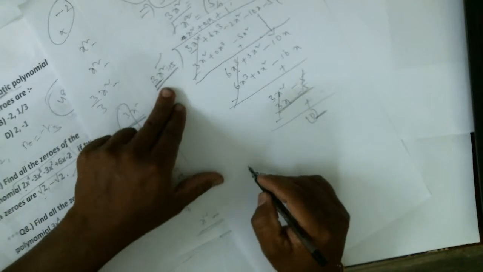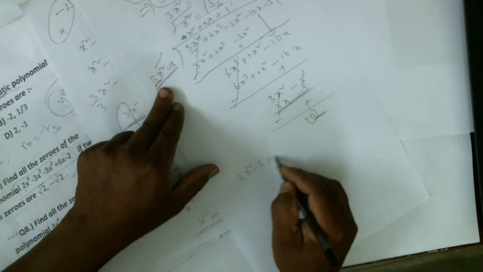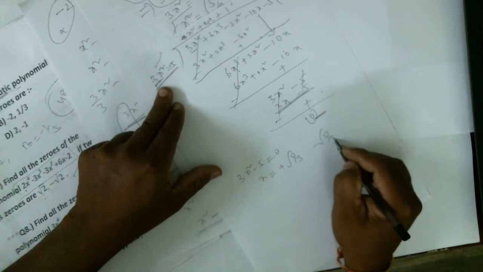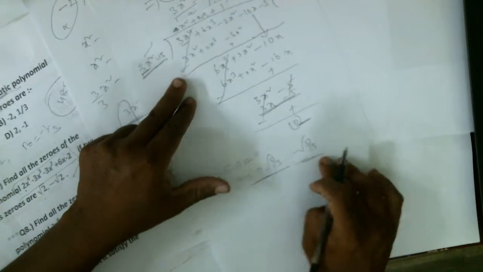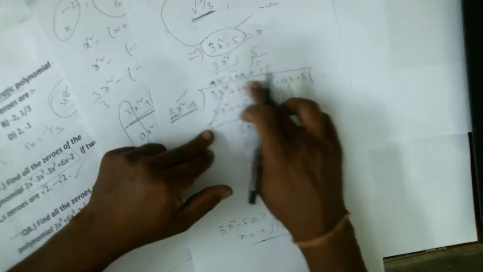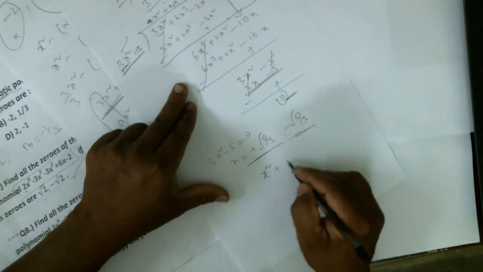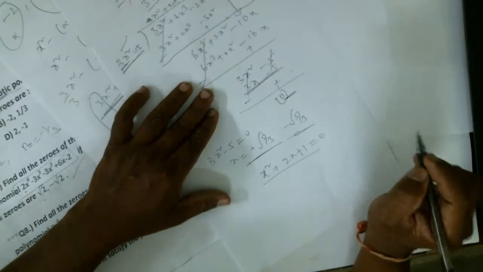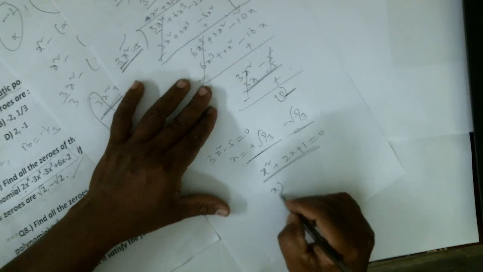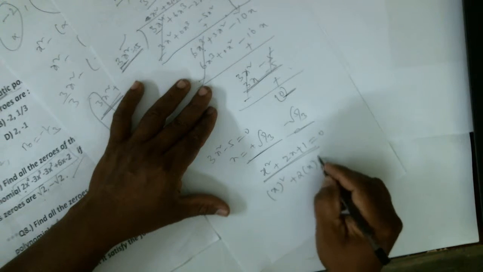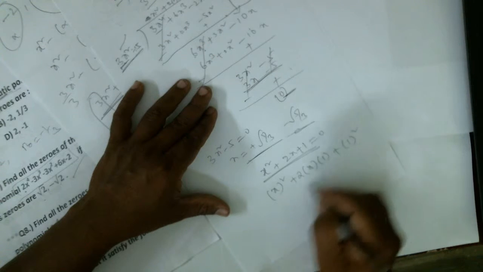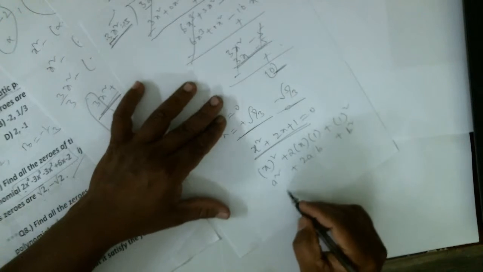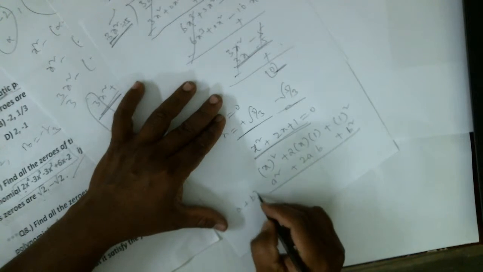Now 3x square minus 5 gives x equal to positive root 5 by 3 and negative root 5 by 3. Now these are two zeros of the polynomial. From the other equation, x square plus 2x plus 1 is equal to 0, we have to find the other two zeros. So it is also a perfect square. Why? Because a square plus 2ab plus b square is in the form of a plus b whole square.